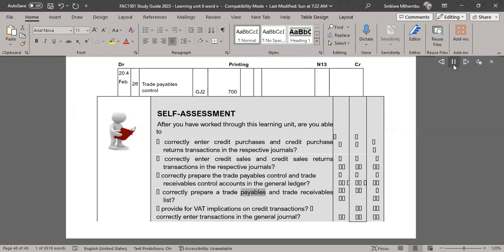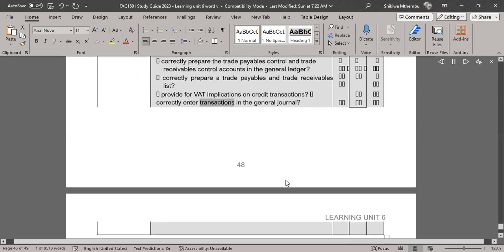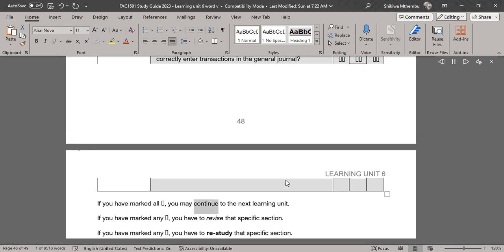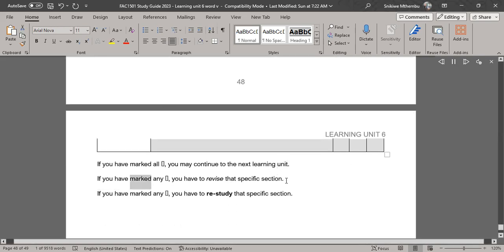Correctly prepare a trade payables and trade receivables list? Provide for VAT implications on credit transactions? Correctly enter transactions in the general journal? If you have marked all, you may continue to the next learning unit. If you have marked any, you have to restudy that specific section.